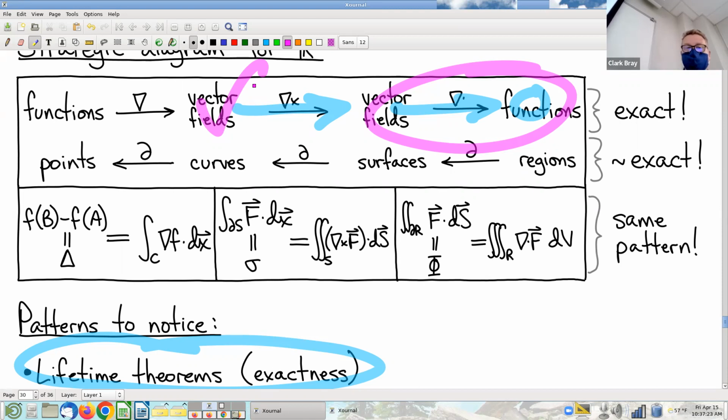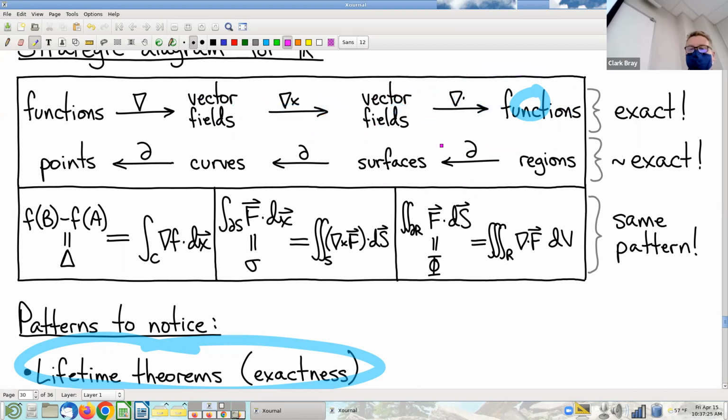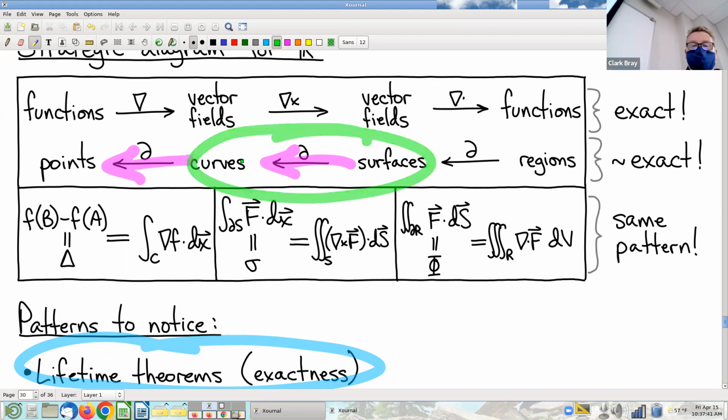Okay. All right, so there's that pattern of exactness. Likewise with boundaries, right? We've talked previously about how if a curve has boundary points, it relates to whether that curve is the boundary of a surface. In particular, if you have a curve that's a boundary of a surface, think about a surface, think about the boundary curve of that surface. It does not have any boundary points.